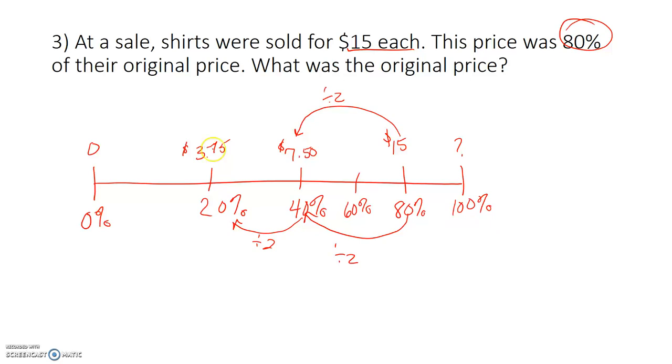So 3.75 plus 3.75 is 7.50. 7.50 plus 3.75 is 11.25. 11.25 plus 3.75 is 15, and 15 plus 3.75 is $18.75. So the original price was $18.75.